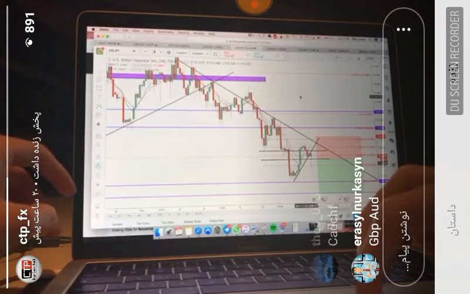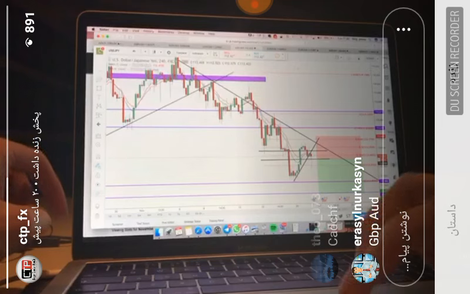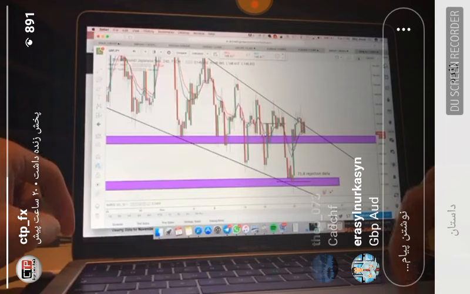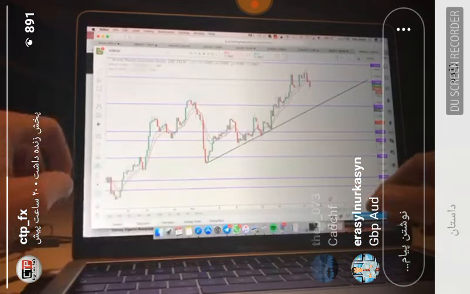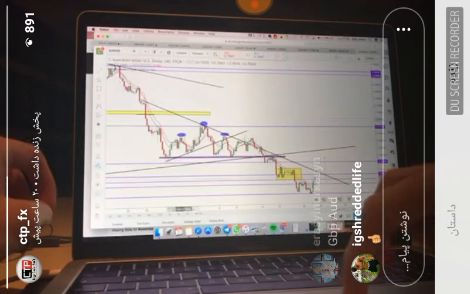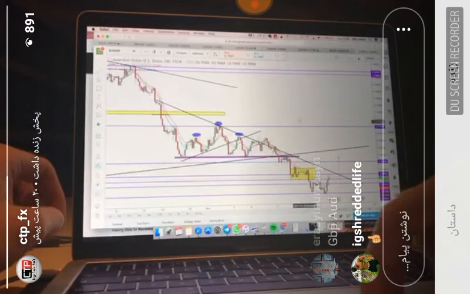We can do AUD USD if you like. Seems to be a popular one. So I haven't got it loaded up, I don't think. Why not? Right.